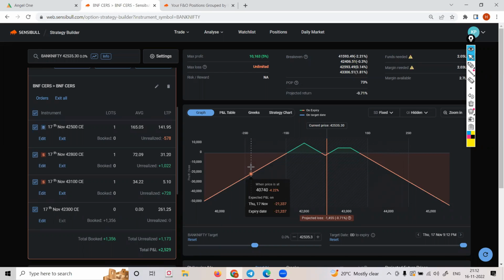There is no holy grail in the market, right? It can be heads or it can be tails. It cannot be heads and tails. Okay, this is one of the adjustments. So now you have the profit of 10,000 if the market expires here.